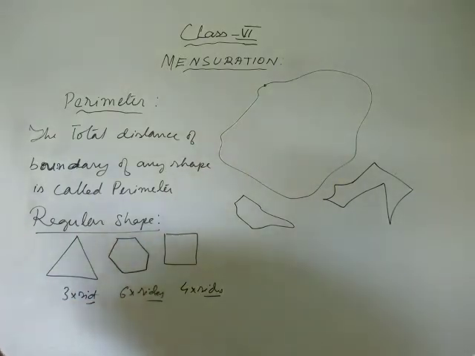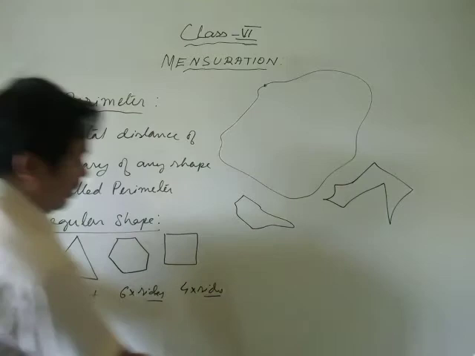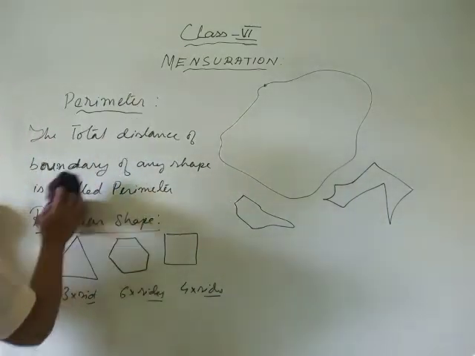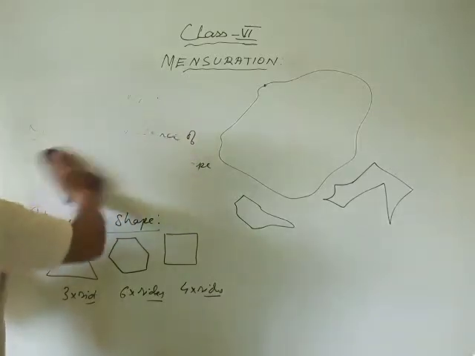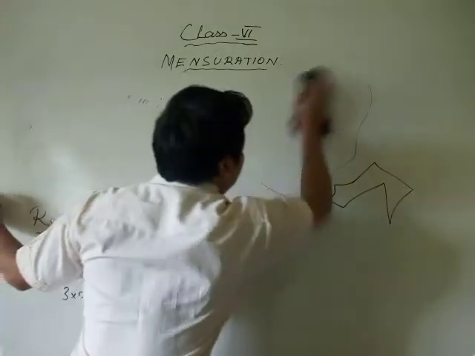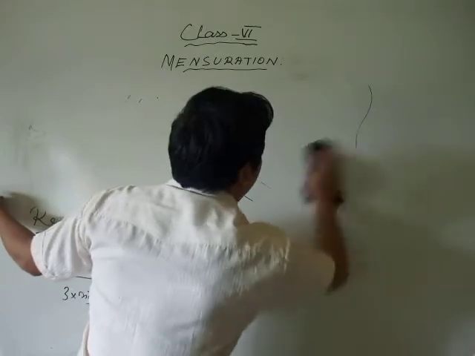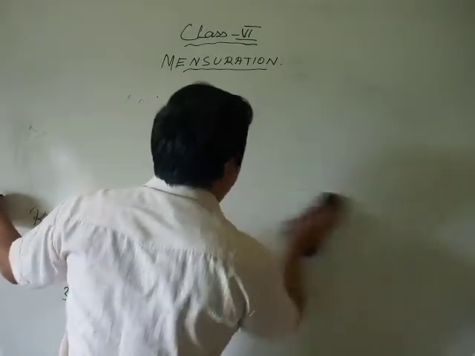Now some other shapes are there. This was about the regular shapes. Now you know the perimeter. Next, we will study some more shapes.